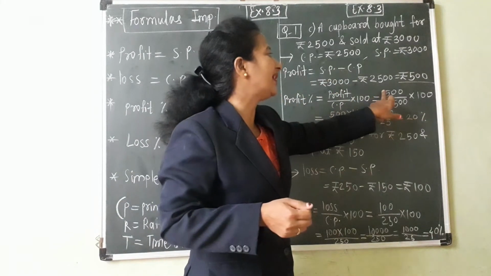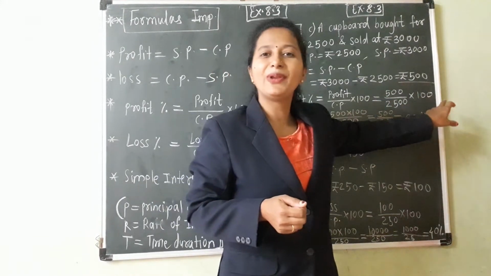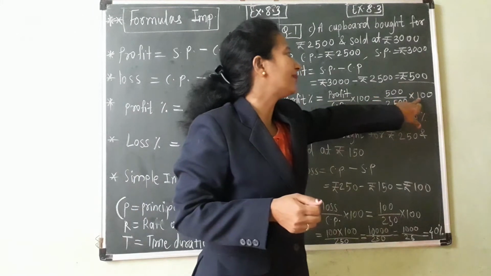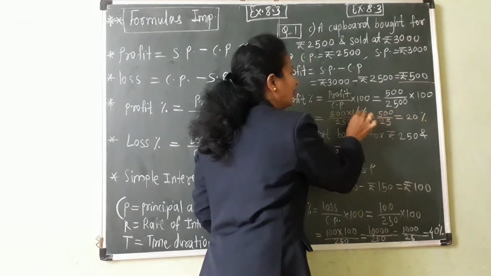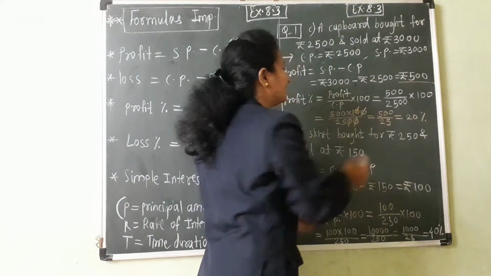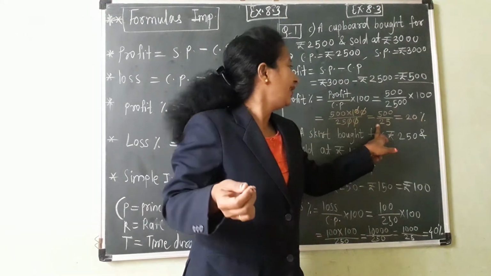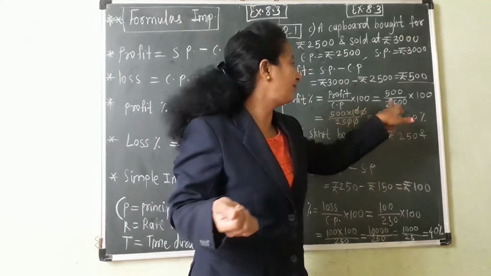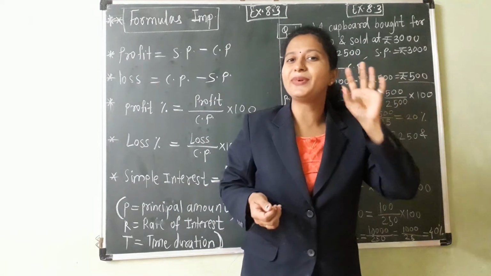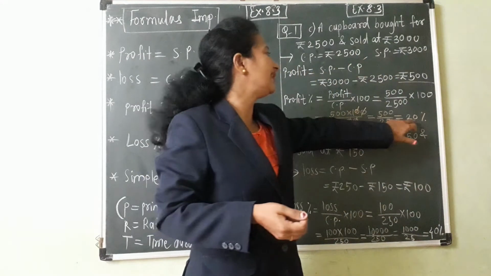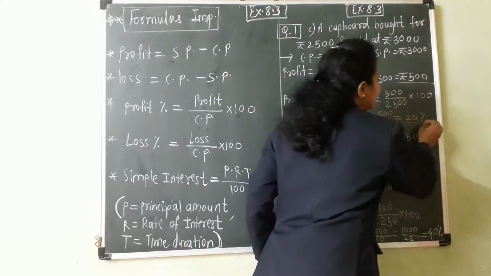How much profit did you get here? It's 500 rupees and the cost price is 2500, multiplied by 100. Now 500 multiplied by 100 upon 2500. Here you can cut the zeros. What remains is 500 divided by 25, and you know 25 twos are 50, and the 0 as it is. So the profit percentage is 20%. Understood? So this is the answer here.